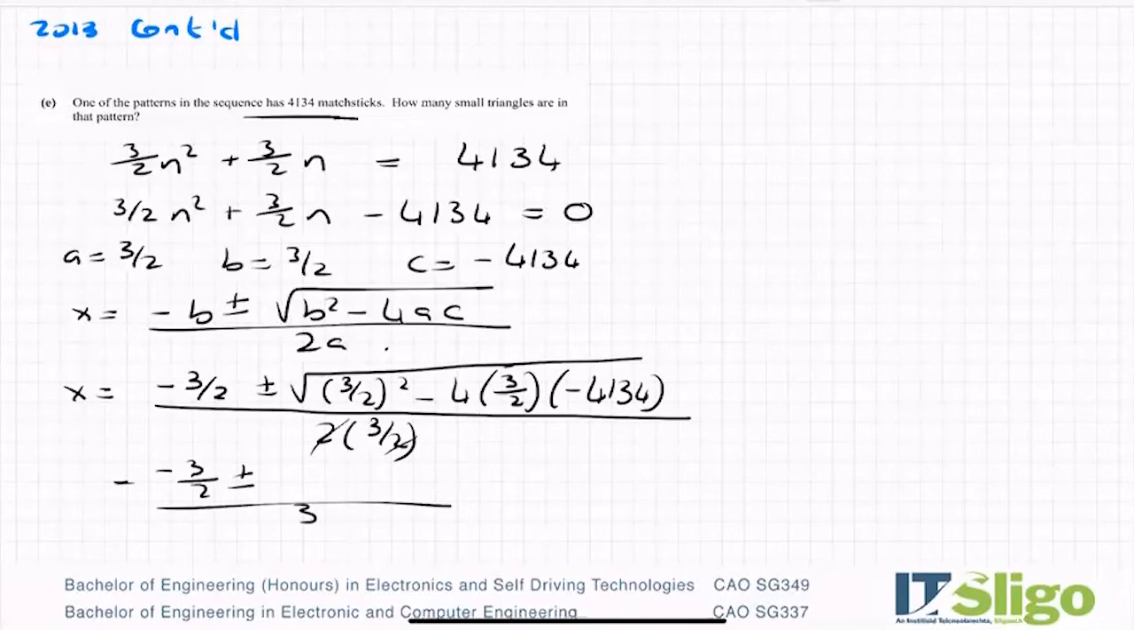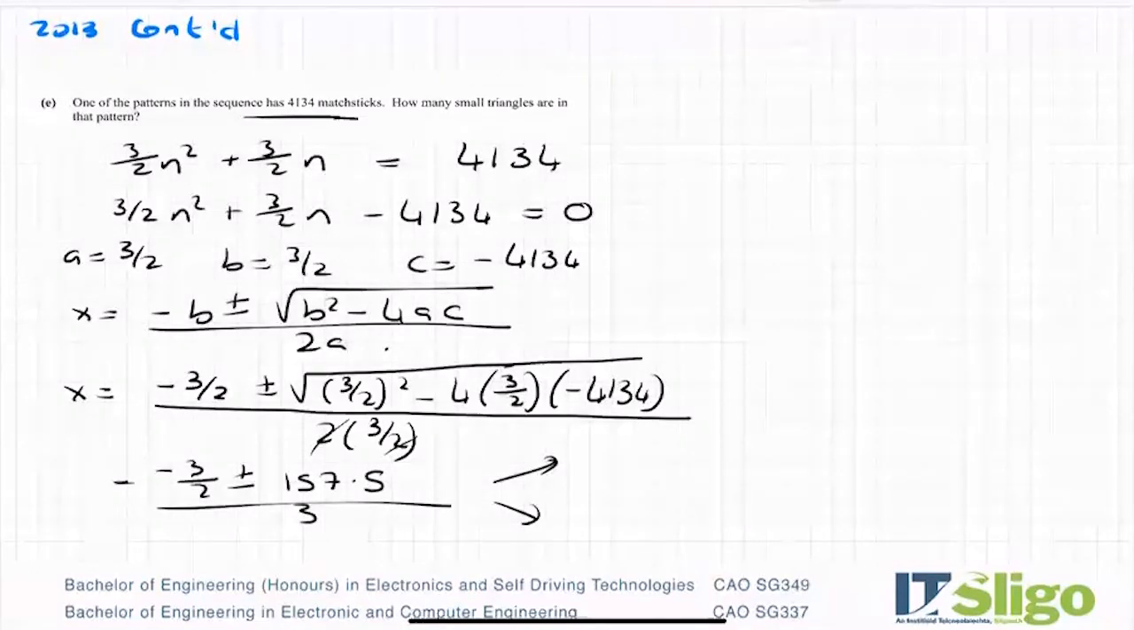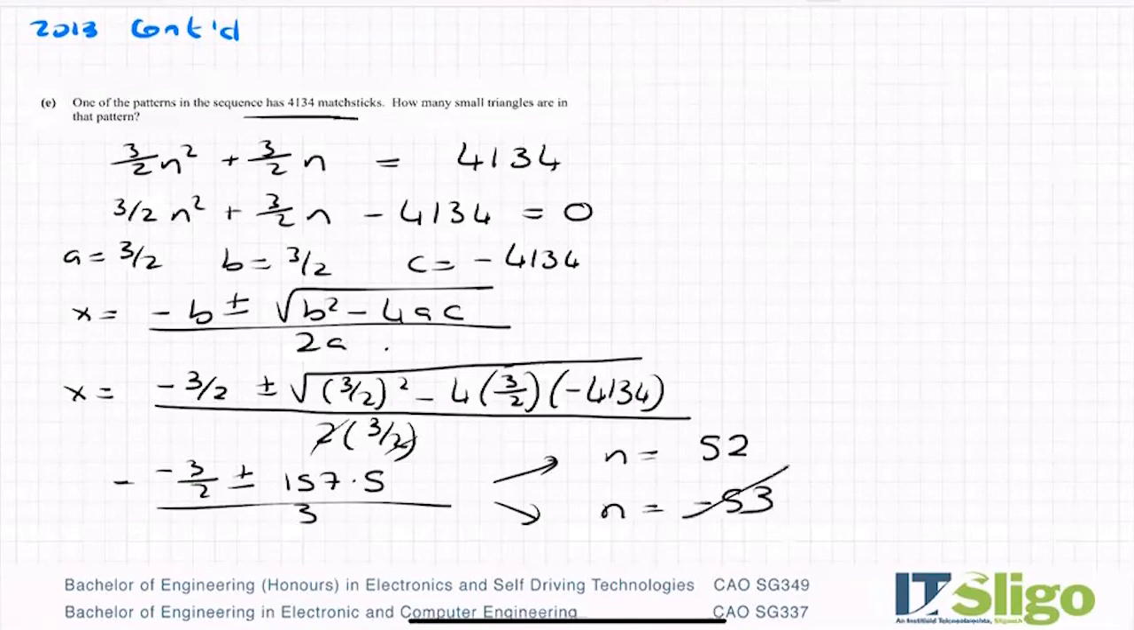Okay, let's try and get this into the calculator. 3/2 all to be squared minus 4 bracket 3/2, close your bracket, open another, 4ac, minus 4134. Close your bracket. So I am getting 157.5 for that. Okay, let's split our brackets. So hit the fraction button. On the top one I have minus 3/2 plus 157.5 all over 3, and I'm getting 52. And if I go back and hit minus, I'm getting minus 53. I obviously discard him, because you can't have a minus term in a sequence. So it's the 52nd term.